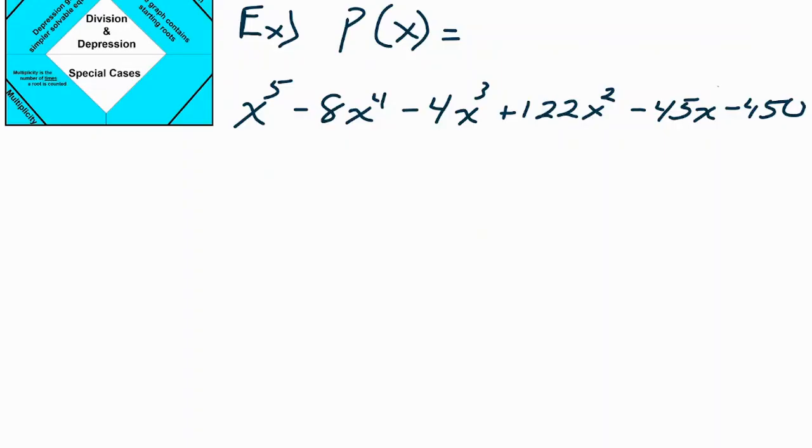I went ahead and just wrote it on this page. It's a little bit long and big, but it's going to be a polynomial that we're going to look at so we can understand multiplicity. X to the 5th minus 8x to the 4th minus 4x cubed plus 122x squared minus 45x minus 450. Big old polynomial. Now, as you're writing that down, one thing that we can be sure of is that this thing is going to end up with 5 roots. That's the fundamental theorem in action. We're going to get 5 roots.